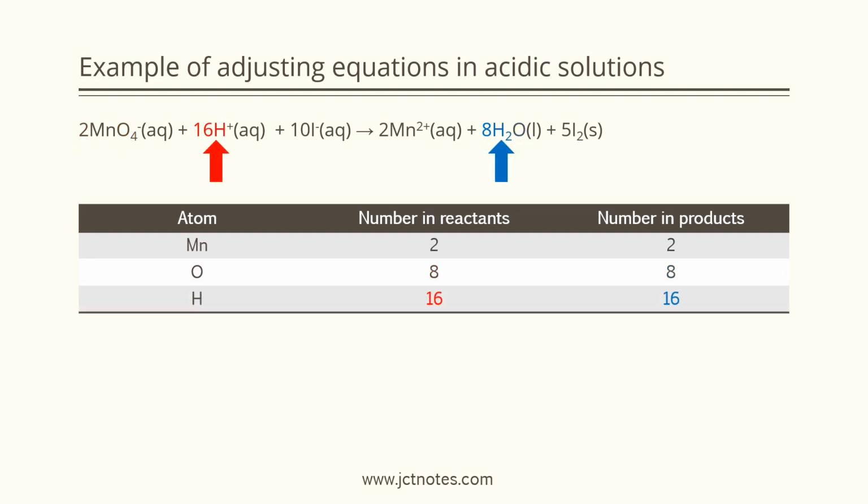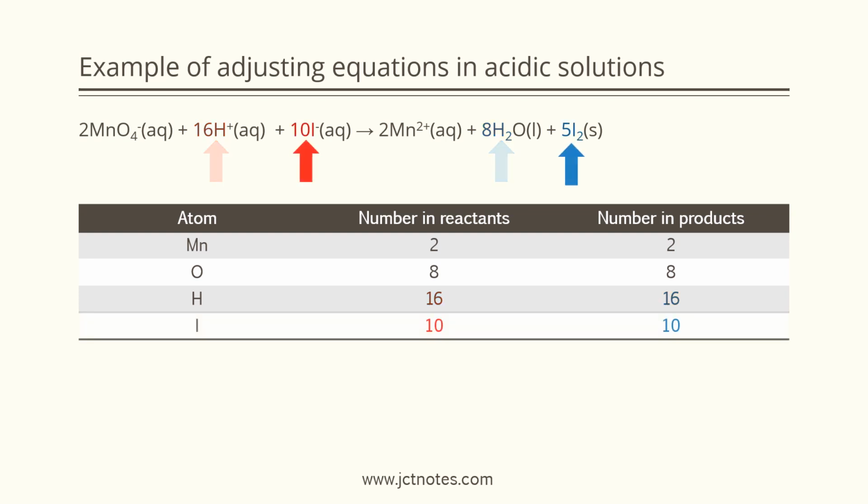Next, we balance the atoms of hydrogen. In the reactants, we have 16. In the products, we have 8 molecules of water with 2 hydrogens each, therefore, we have also 16 hydrogens. The final atom to check is the iodine. In the reactants, we have 10 iodide ions. In the products, we have 5 molecules of iodine, each with 2 atoms of iodine, then, the products also have 10 atoms of iodine.